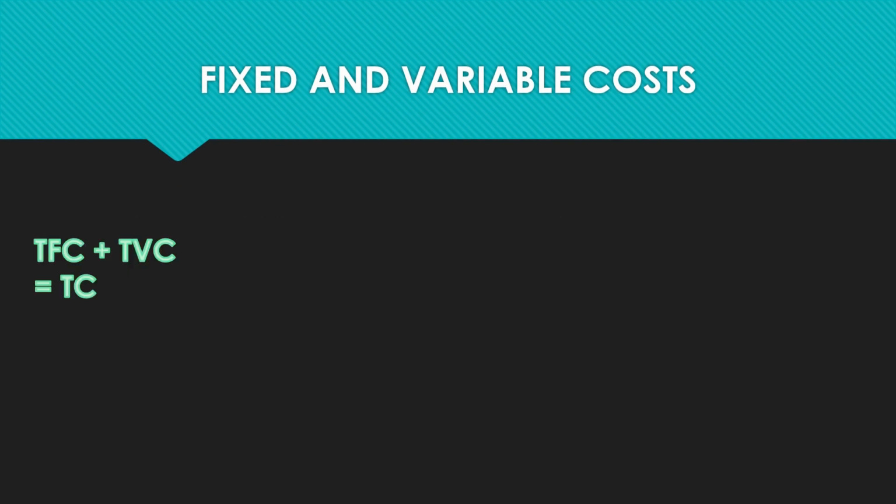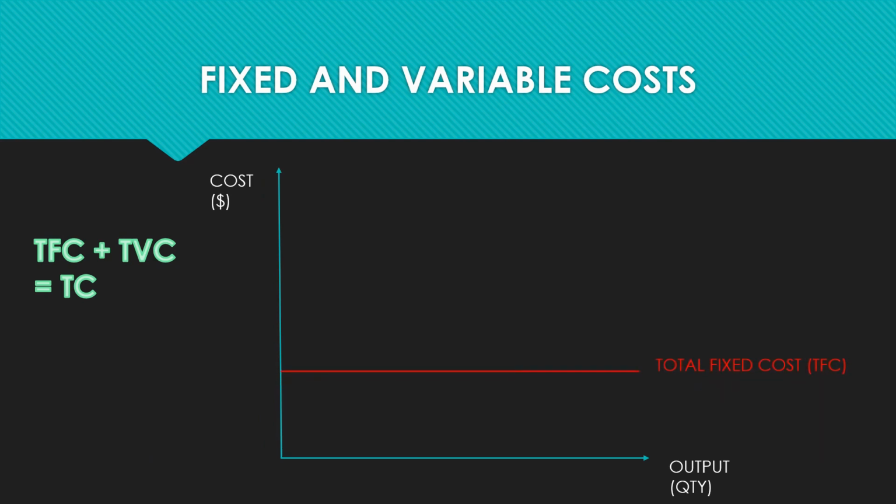Let us now demonstrate the fixed and variable costs using the graph. The x-axis would be the output, the quantity, and the y-axis would be the cost. Total fixed cost, you can see here, is a horizontal line, meaning that it is independent of output. Regardless of the quantity of a good produced, it will remain at a certain amount. Here, for example, it is 500. If you produce 100 units, it is still 500. You produce 200 units, it is still $500.